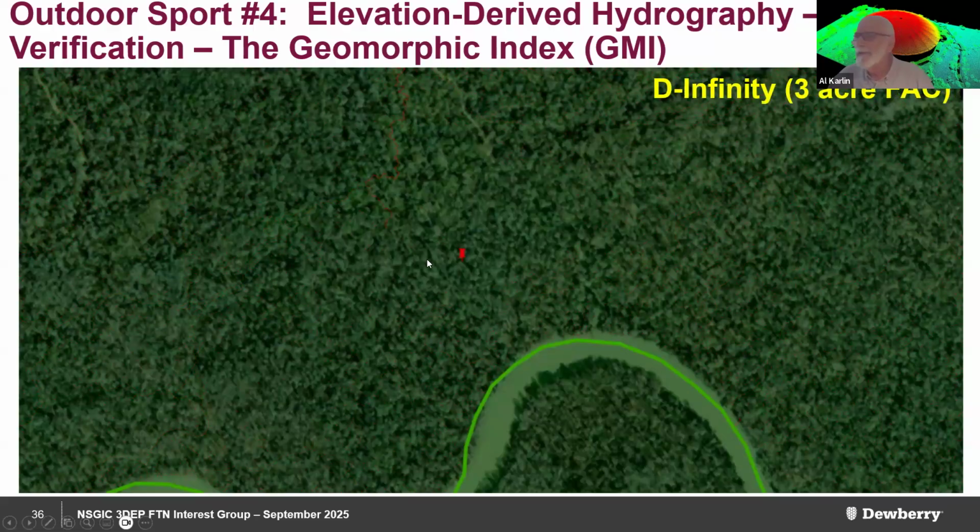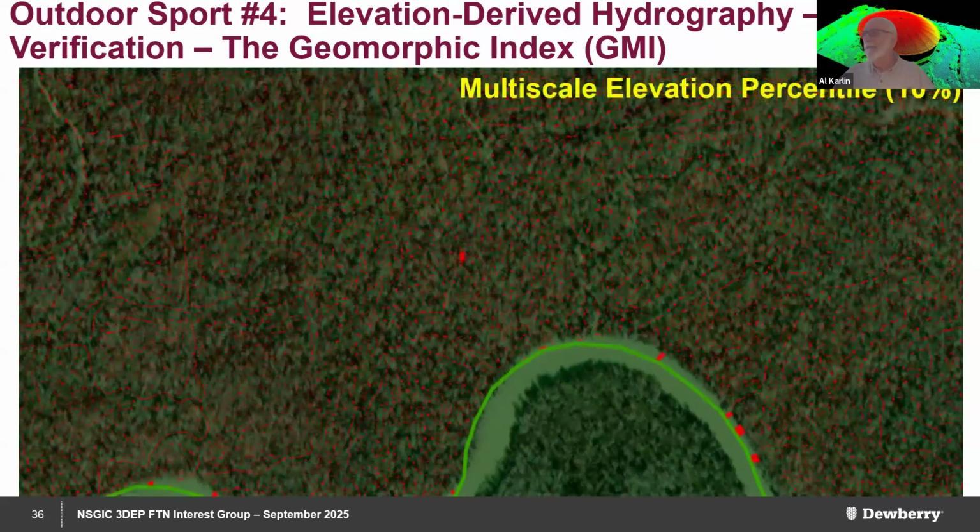This one's really hard to see, so I'm going to have to kind of trace it. The D-infinity, and this was with a 3-acre flow accumulation, which is what I modeled everything at. And you can see there's a flow path there, which kind of looks like it could be something with BOT-hat and the geomorphons. And then finally, the multi-scale elevation percentile. You really got to use your imagination to connect the dots here, but there might be something out here.